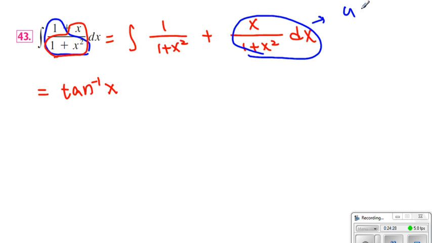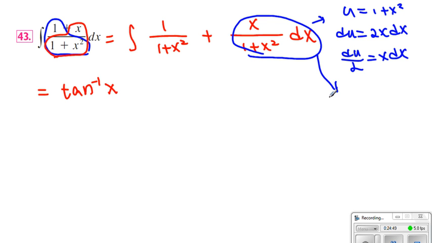Set u equal to 1 plus x squared, and du becomes 2x dx. Therefore, du over 2 becomes x dx. Now, that means this becomes the integration of 1/2. I'm talking about this one alone. It becomes 1 over u du.